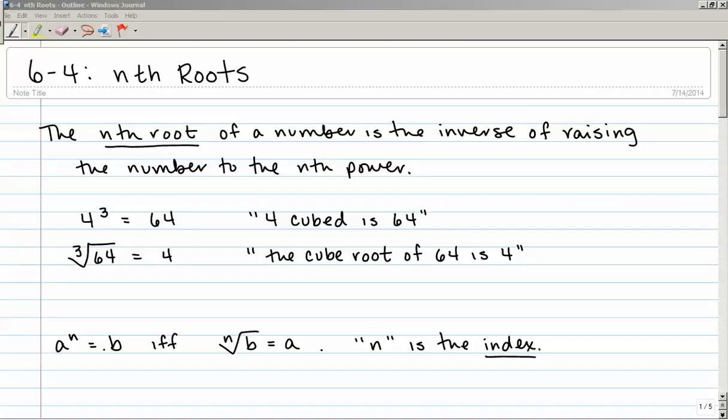So a to the n equals b if and only if the nth root of b is equal to a. So that's kind of what we did here. Since 4 to the third is 64, then the third root of 64 is equal to 4. n is what we call the index. That's the root or the power. We just generally call it the index.